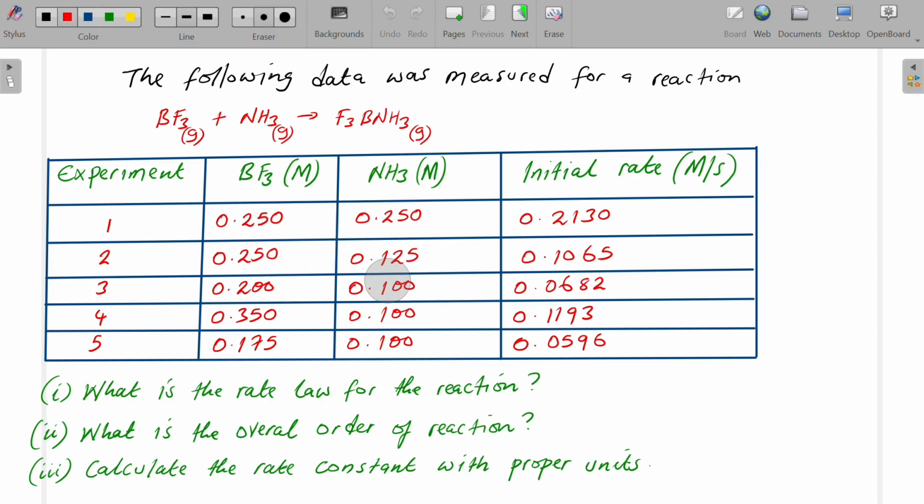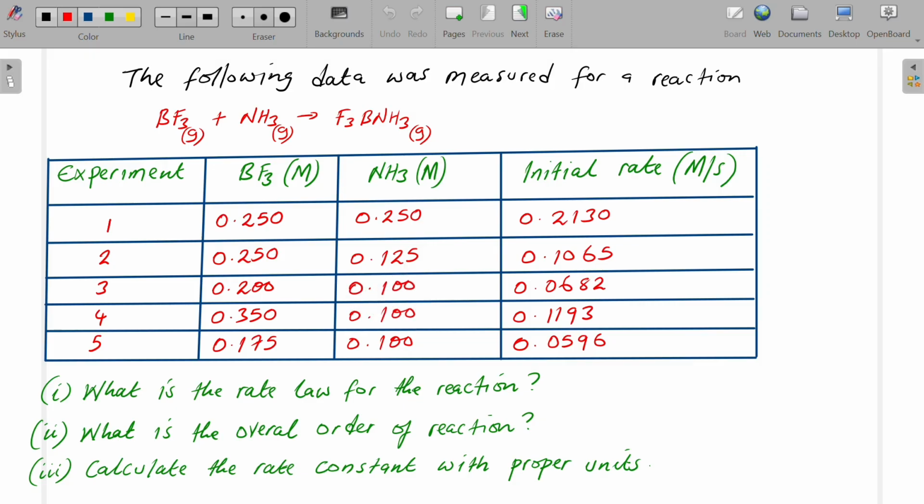Again, to find for NH3, we are going to come back to BF3 and check on the experiments where the concentration is constant, and that will basically help us find the order of NH3. You just find two experiments where the concentration of the other is not changing, and that's what we are going to use. So let's look at NH3 and see where the concentration is constant. We are just picking two experiments where the concentration is constant.